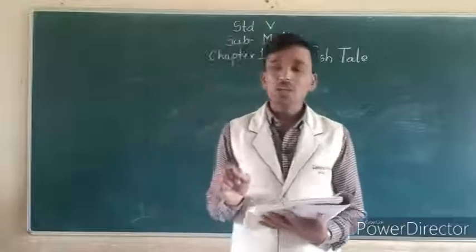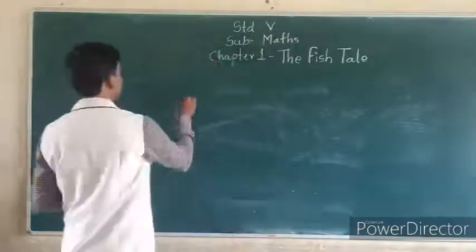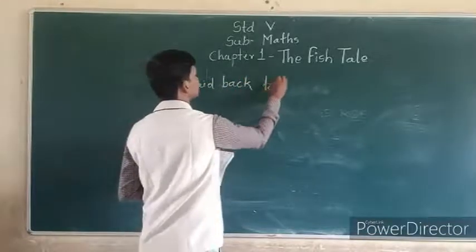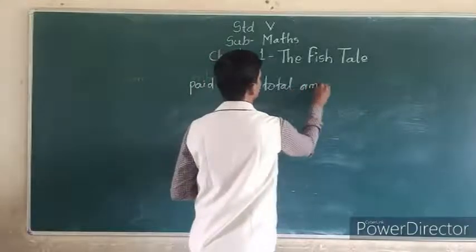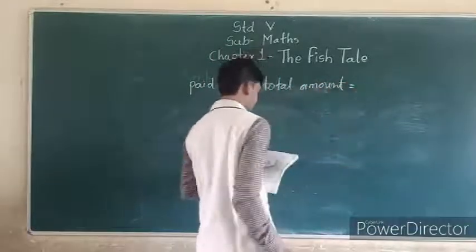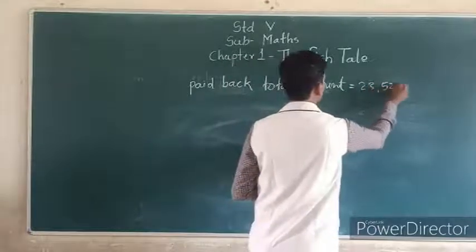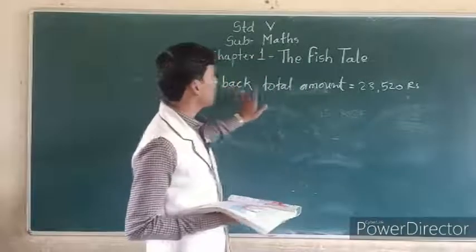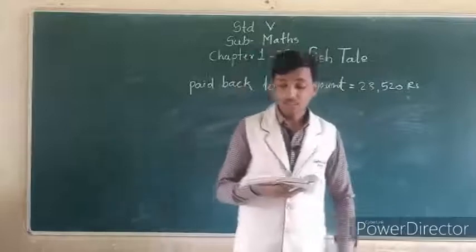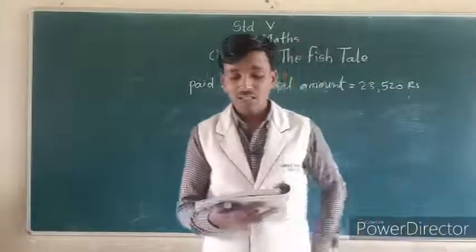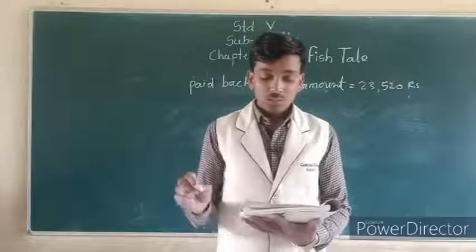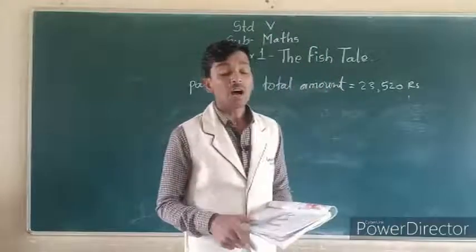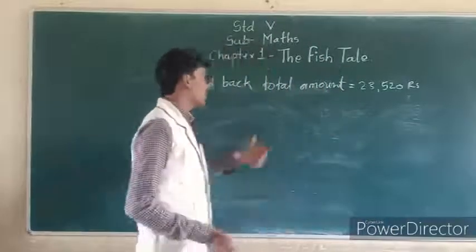They paid back the total amount. What is the total amount? They can pay back total amount is 23,520, and they can ask us one question: how much did they pay back every month? Means for 1 month, how much they can pay? See, how to find this answer?